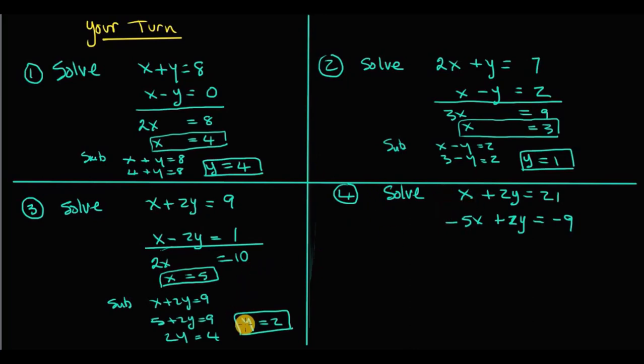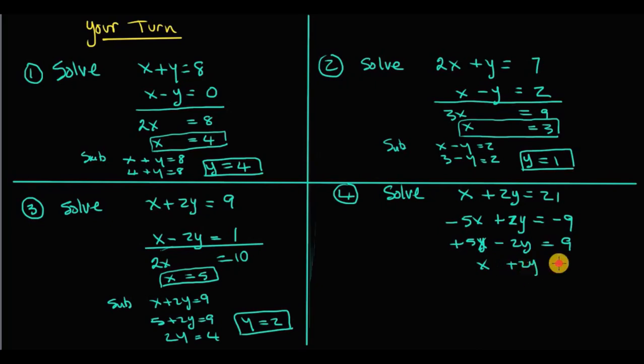Okay, there's the solution for the first three: x is 4, y is 4. This one is x is 3, y is 1. This one here is x equal to 5 and y is equal to 2. And for this one, I noticed that it's a plus 2y and a plus 2y on both sides. So I'm going to change the sign and turn this into minus 5x, minus 2y, which is equal to minus 9.